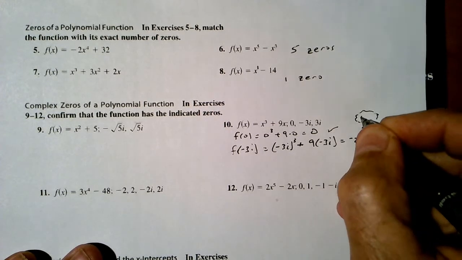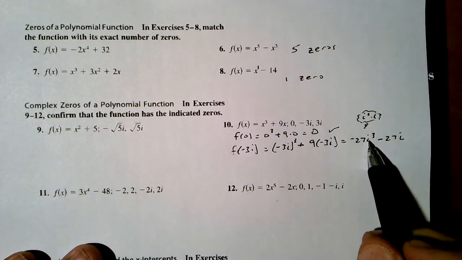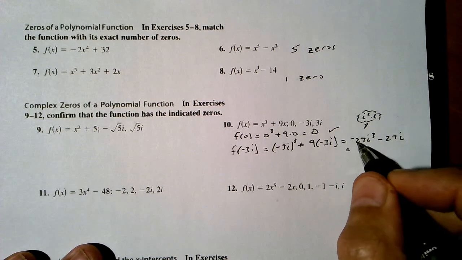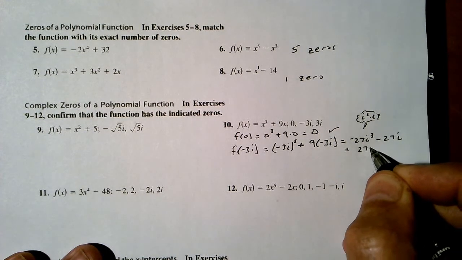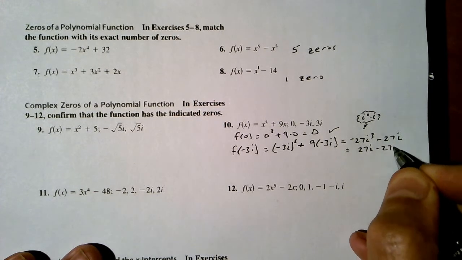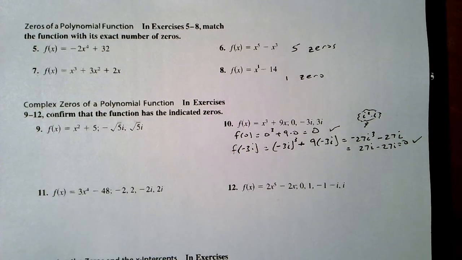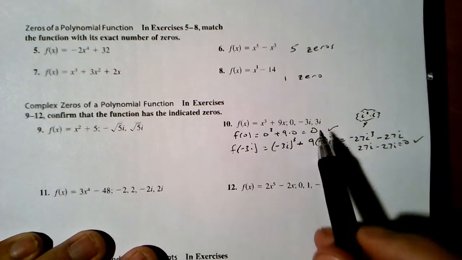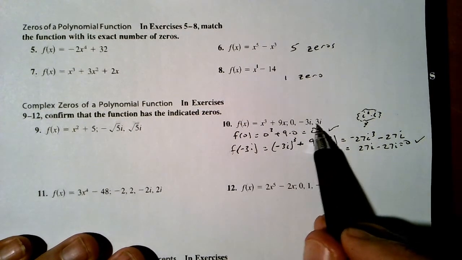I to the third is I squared times I, and I squared is negative 1. So this is negative 1 times I, negative 27 times negative 1, positive 27 times I minus 27I is 0, and we've got it. And you're going to see this next one very, very similar. Put in 3I. By the way, complex zeros occur in conjugate pairs.